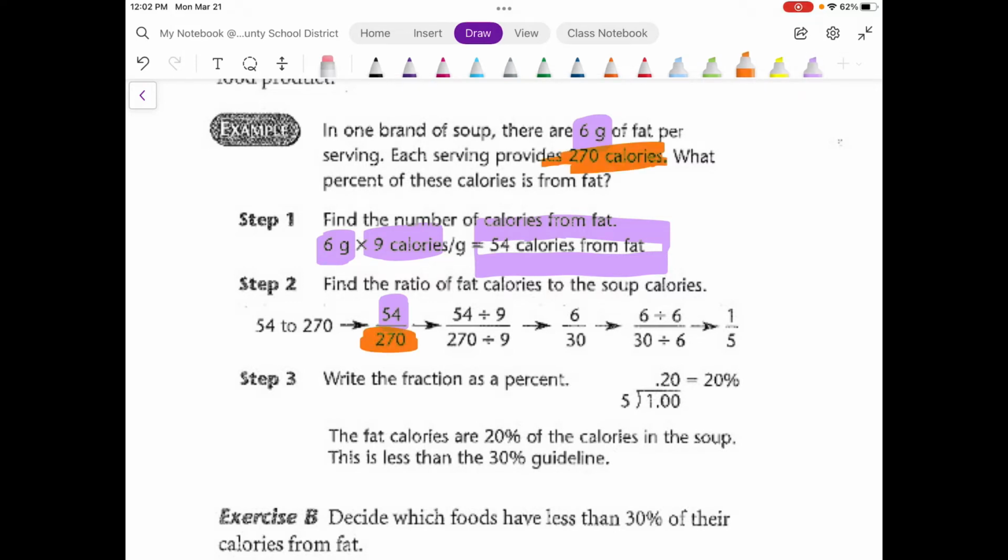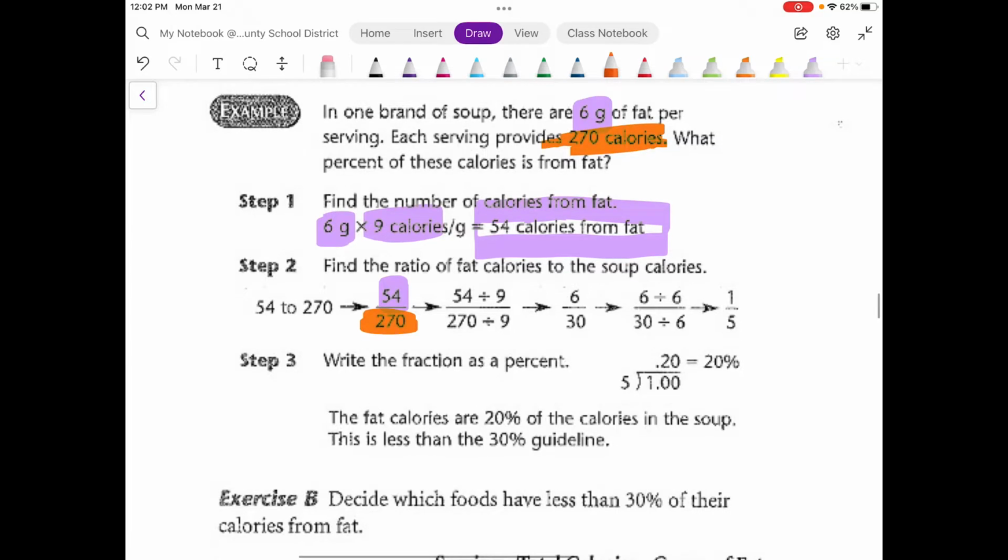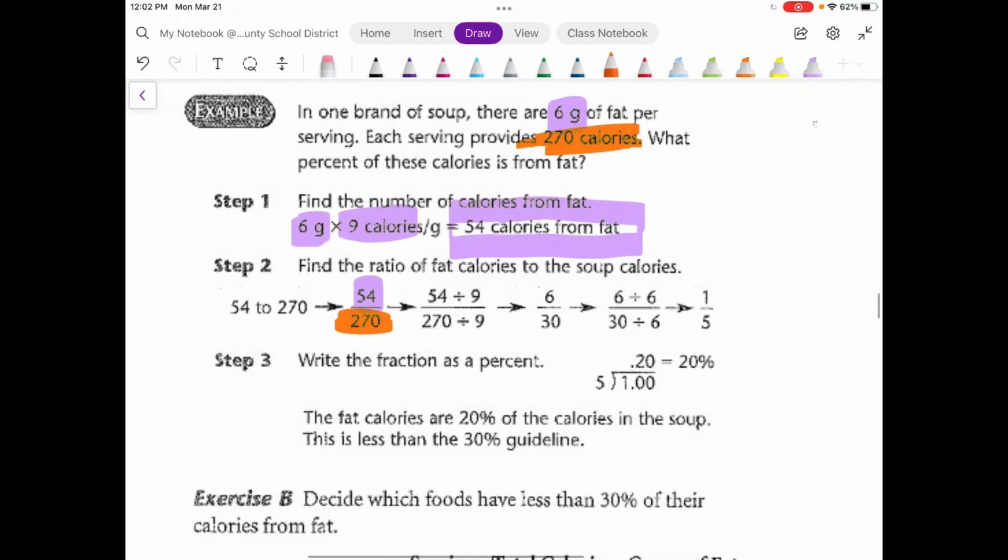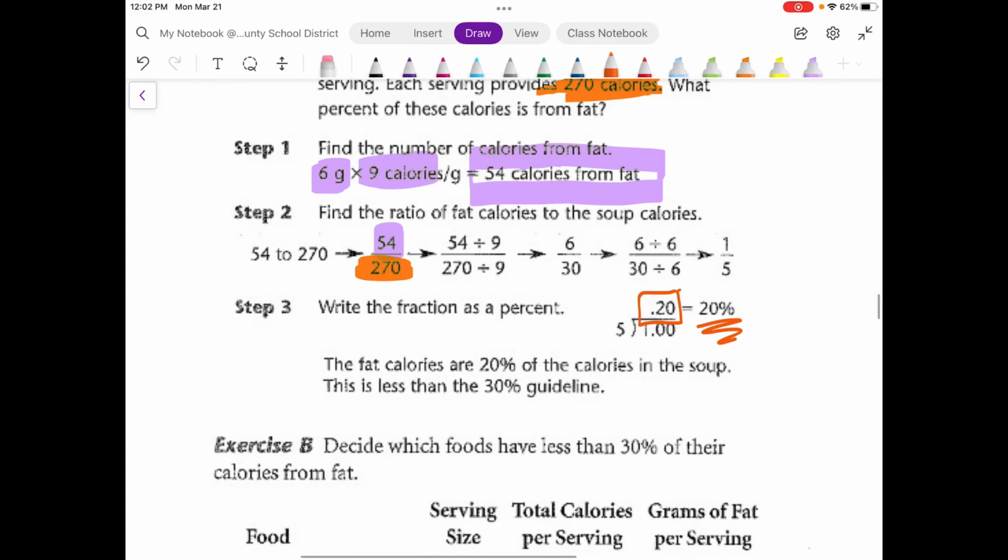When you do this, you can just type it in your calculator, 54 divided by 270. That should give you the percent right away, so 0.20, which we know is 20%. So 20% of the calories in this particular brand of soup come from fat. Therefore, they stay within that less than 30% of fat in the guidelines. So you want to stay below 30% if possible.